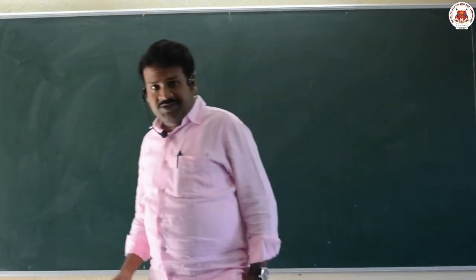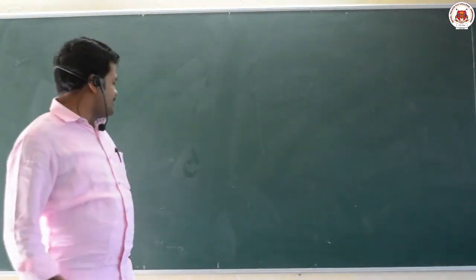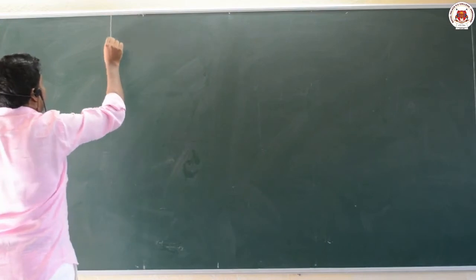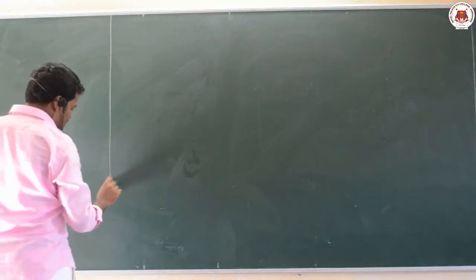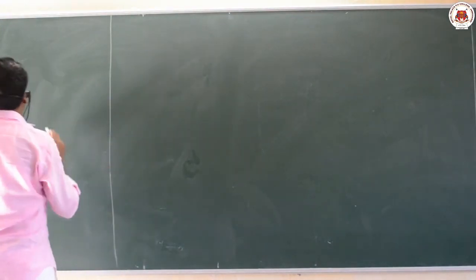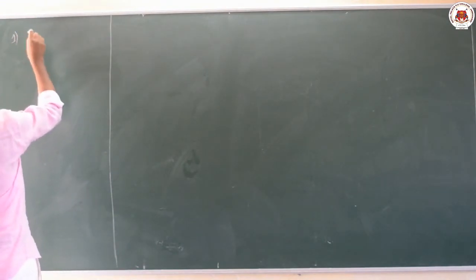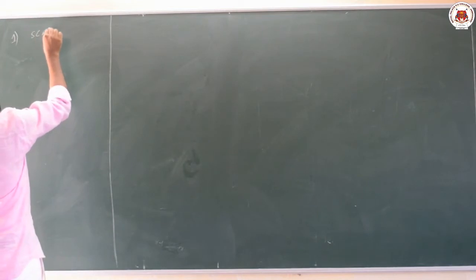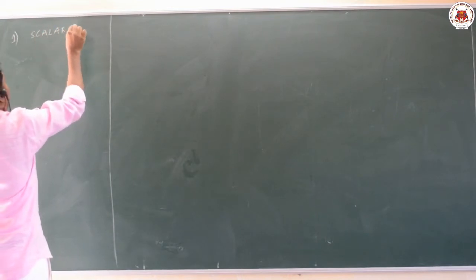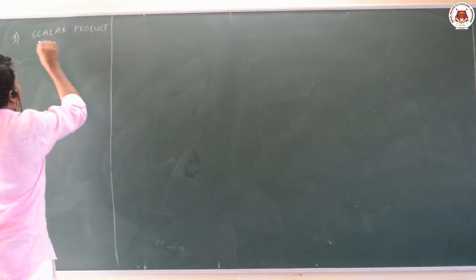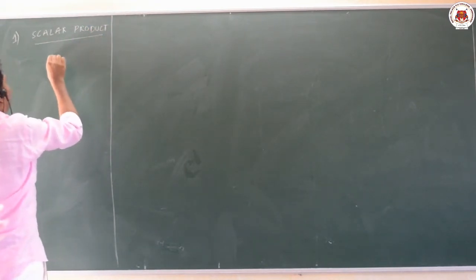So today in vectors we will discuss multiplication of vectors. Multiplication of vectors has two methods. One is scalar multiplication, other one is vector multiplication. First one, let us discuss scalar product. It is also called dot product.